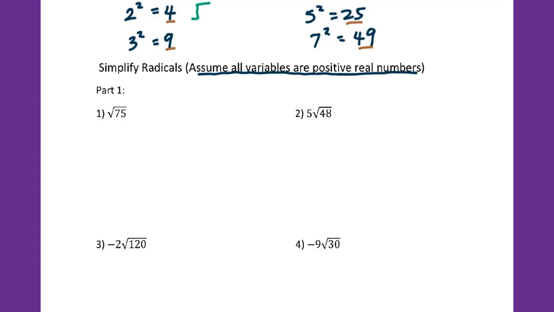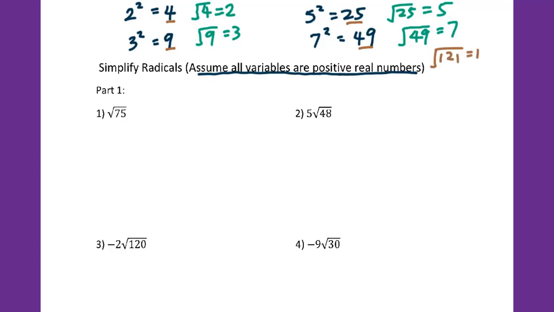Because the square root of 4 is 2, the square root of 9 is 3, the square root of 25 is 5, and the square root of 49 is 7. The next number you can use as a factor is 121, since the square root of 121 equals 11. Normally, as long as you can remember 4, 9, 25, 49, that's good enough.